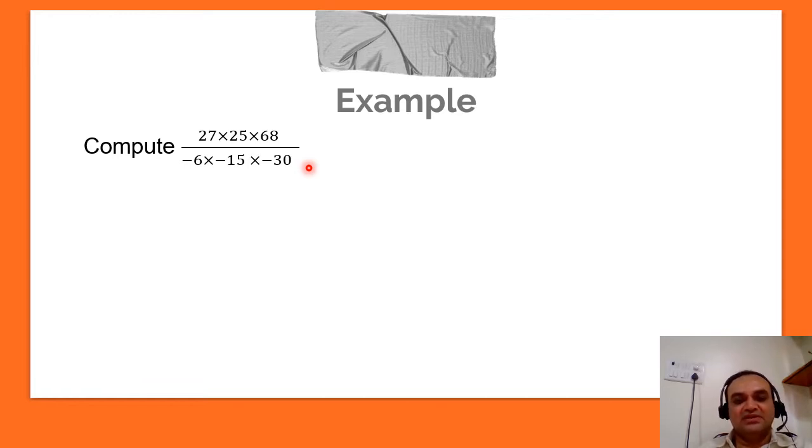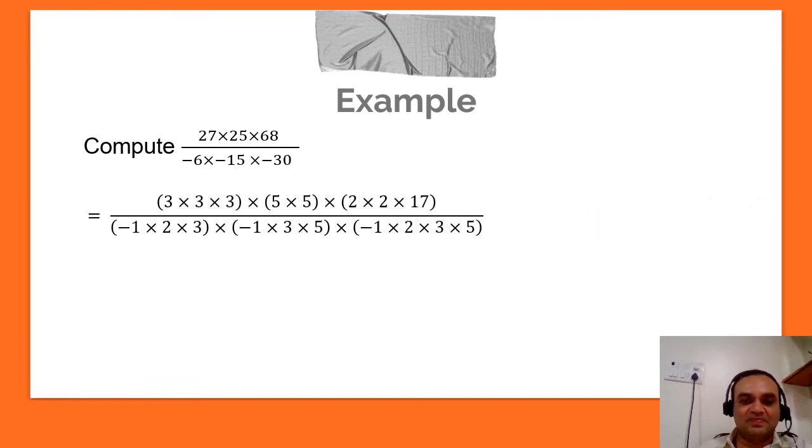So instead of doing that, we don't have to do this multiplication. We can factorize the multipliers themselves. So let's just factorize each number. So 27 I'm factorizing as 3 times 3 times 3, and same way I'm factorizing all the numbers. In the denominator, the minus sign is taken out as a factor minus 1 in each of these numbers. And now we can cancel the common factors. So here I can cancel this 3 from this 3, this 3 from this 3, and here we are using both associativity and commutativity property.